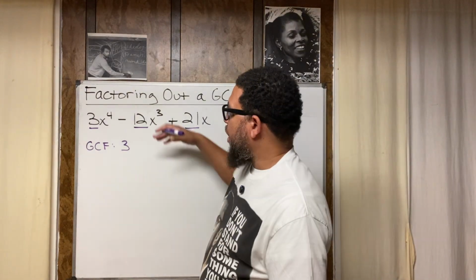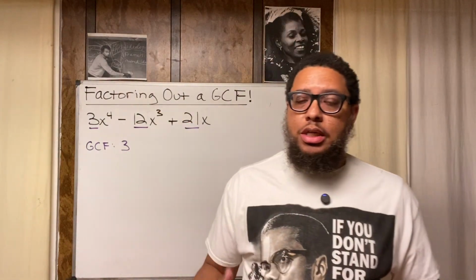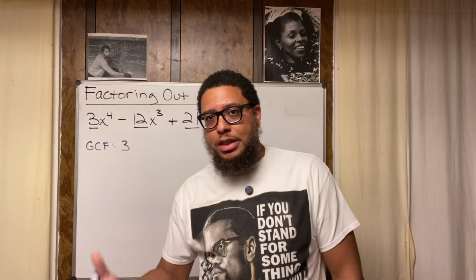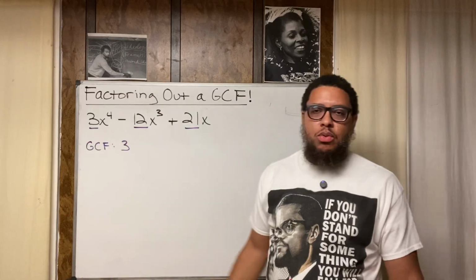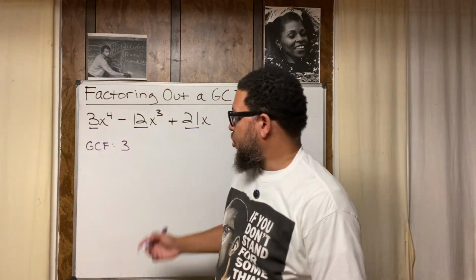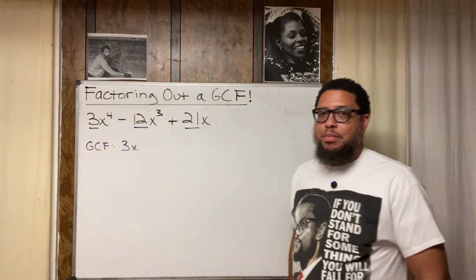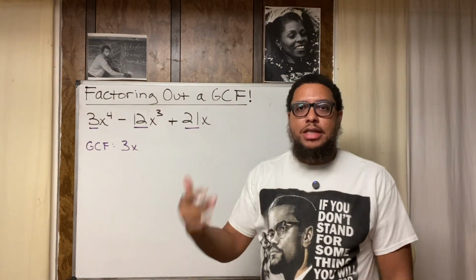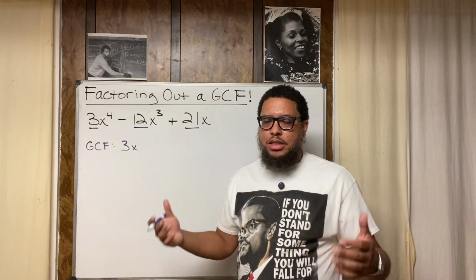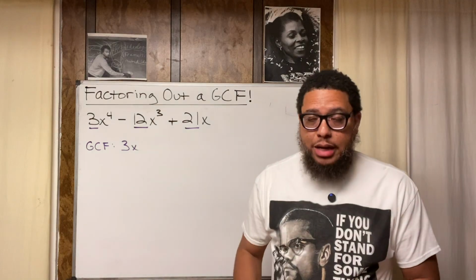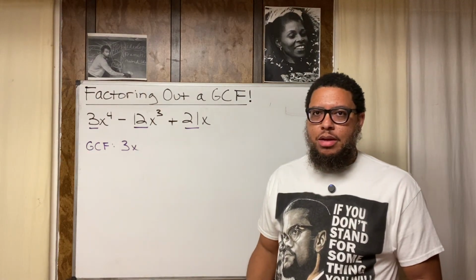So now, how do you find the GCF of variables? If there's a variable that's in common, all you got to do is look at which variable has the smallest exponent. This one has a 4. This one has a 3. This one has a 1. What's the smallest number? 1. So that means x to the first, or x, is part of your GCF, because it has the smallest exponent. There's a much more robust and comprehensive explanation for that in another video on my exponents playlist.